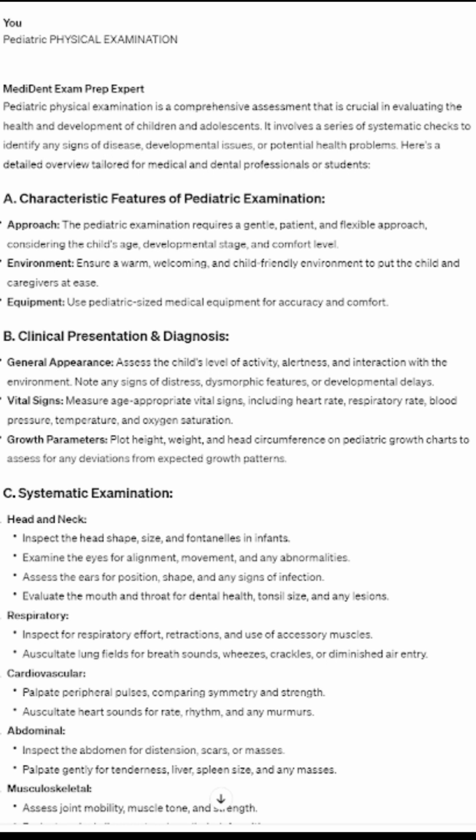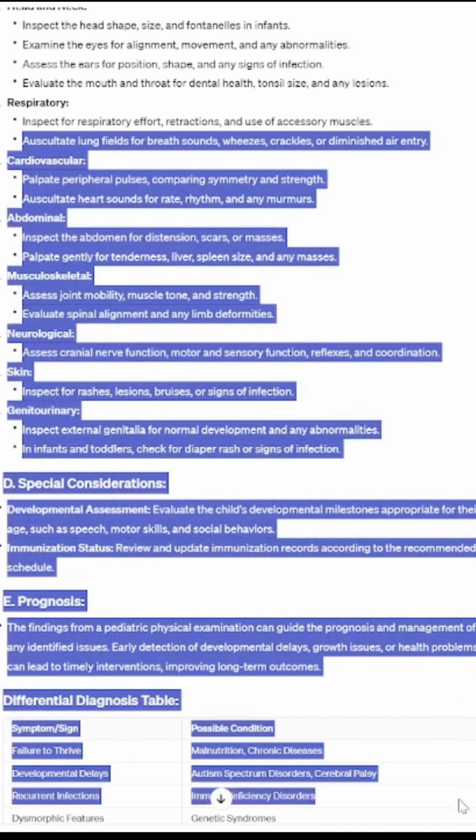2. Respiratory. Inspect for respiratory effort, retractions, and use of accessory muscles. Auscultate lung fields for breath sounds, wheezes, crackles, or diminished air entry. 3. Cardiovascular. Palpate peripheral pulses, comparing symmetry and strength. Auscultate heart sounds for rate, rhythm, and any murmurs. 4. Abdominal. Inspect the abdomen for distension, scars, or masses. Palpate gently for tenderness, liver, spleen size, and any masses.